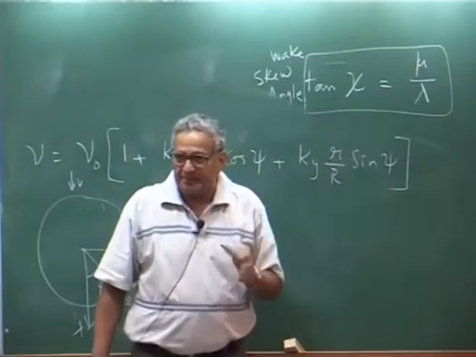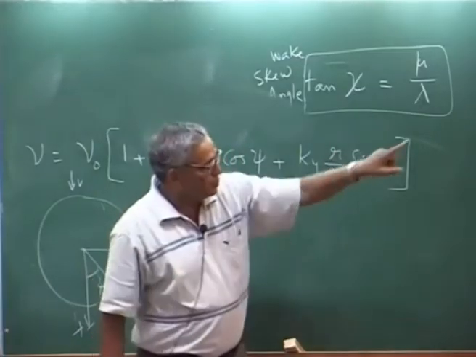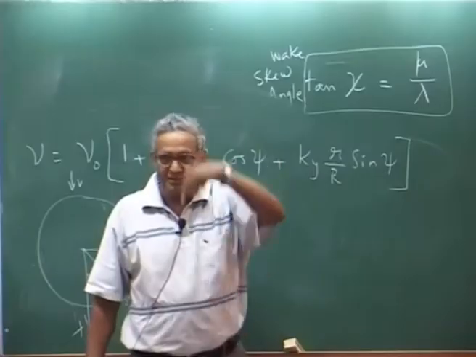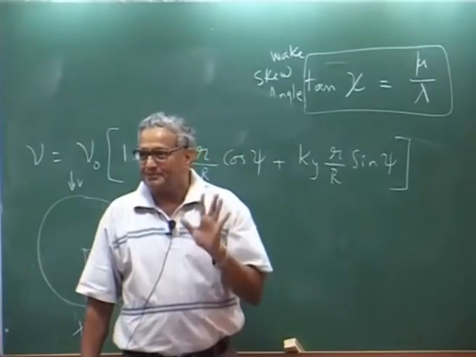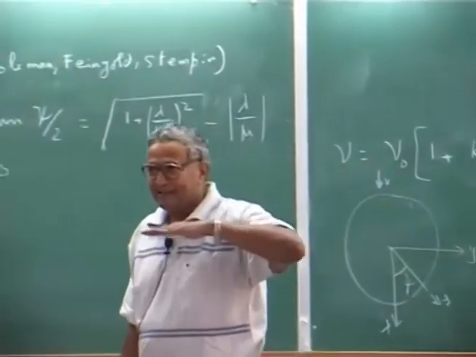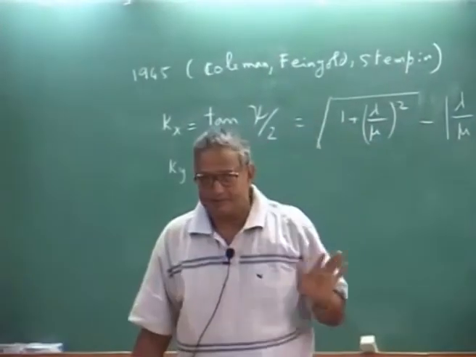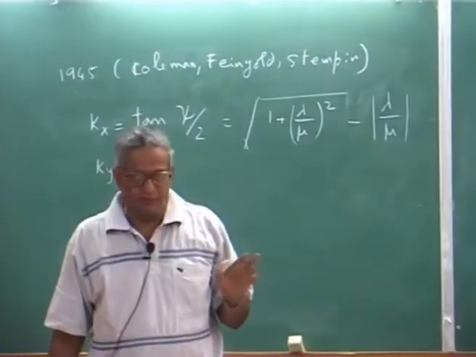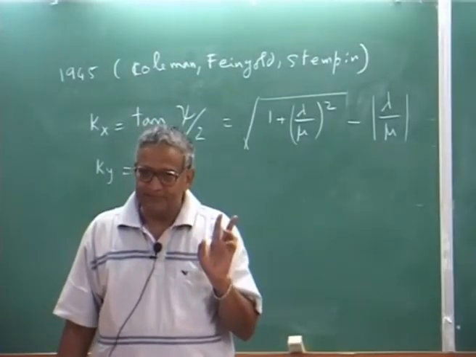Now you see, I define in terms of mu and lambda. Mu is in the plane of the disk, lambda is normal to the disk. That is all. You follow? These are the two quantities. Okay.